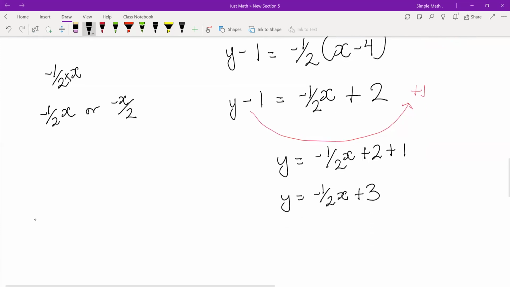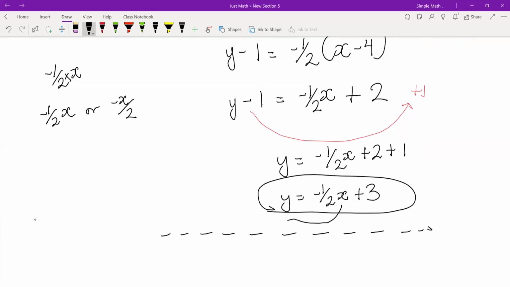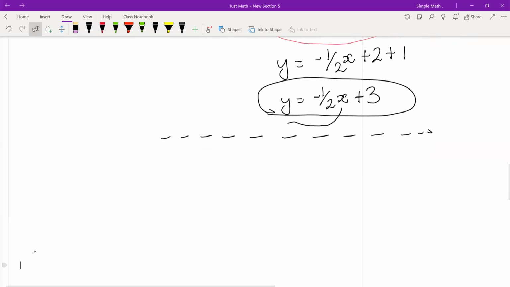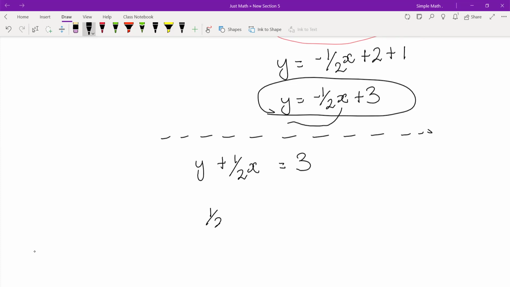To do that, first of all, we can move this negative half x to the other side. Let me just draw a dashed line. This is actually our answer, but let's also express it in standard form. So we have y plus half x equals 3. But we want x to come first, so let's rewrite it as half x plus y equals 3.